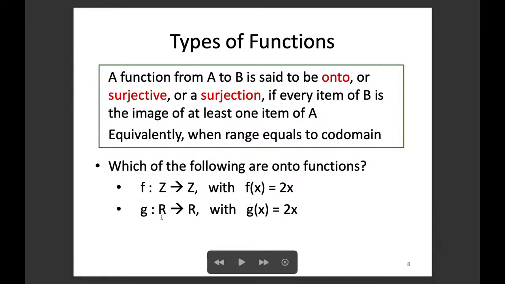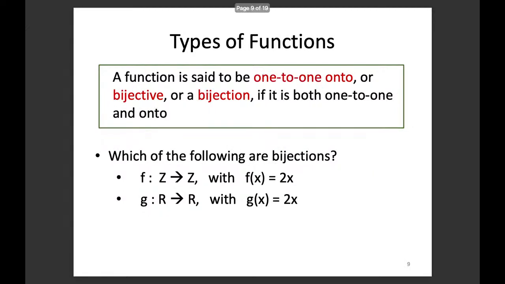On the other hand, the function g that maps a real number into another real number with g(x) equal to 2x, this time it is a surjection. We can show this to be true by claiming that for every number in the codomain, there is some number in the domain such that g of that number is equal to the desired number. I will leave this for you as an exercise so that you can see how we can show something is a surjection.